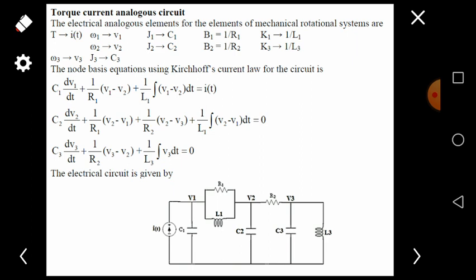C2 into dV2 divided by dt plus 1 by R1 into (V2 minus V1) plus 1 by R2 into (V2 minus V3) plus 1 by L1 into integral of (V2 minus V1) dt equals 0. C3 into dV3 divided by dt plus 1 by R2 into (V3 minus V2) plus 1 by L3 into integral of V3 dt equals 0.